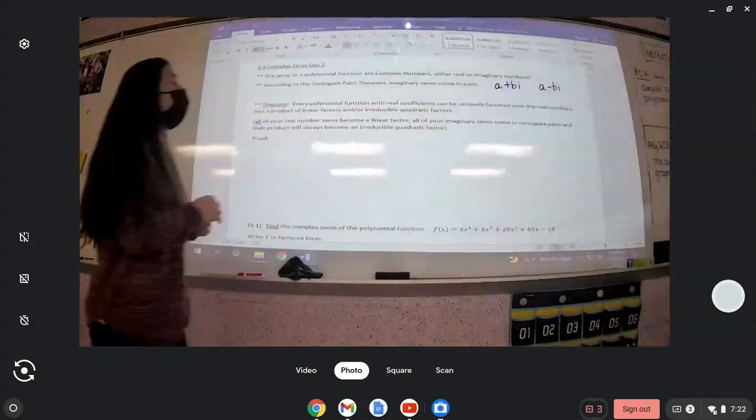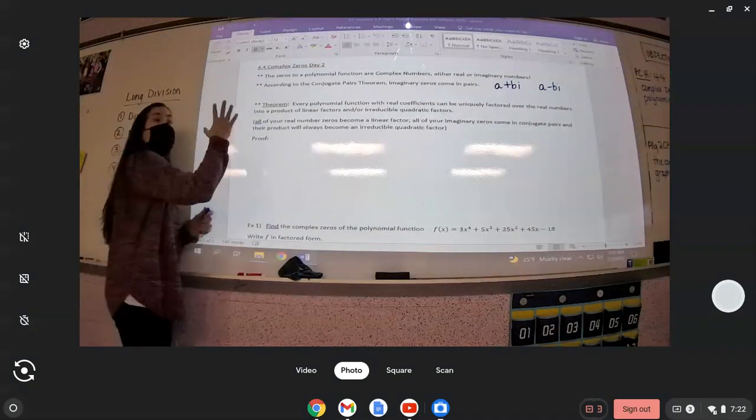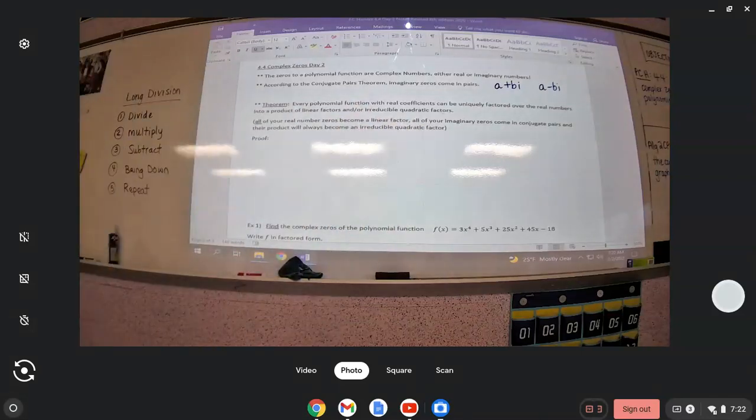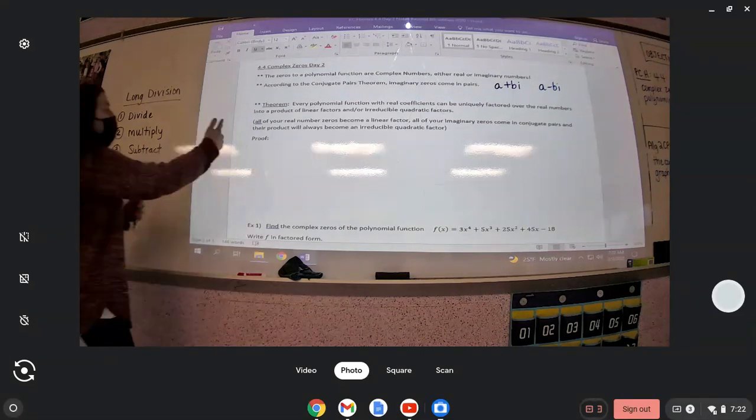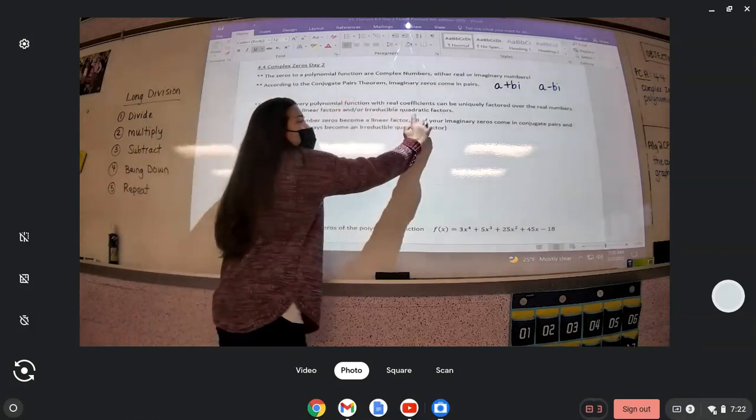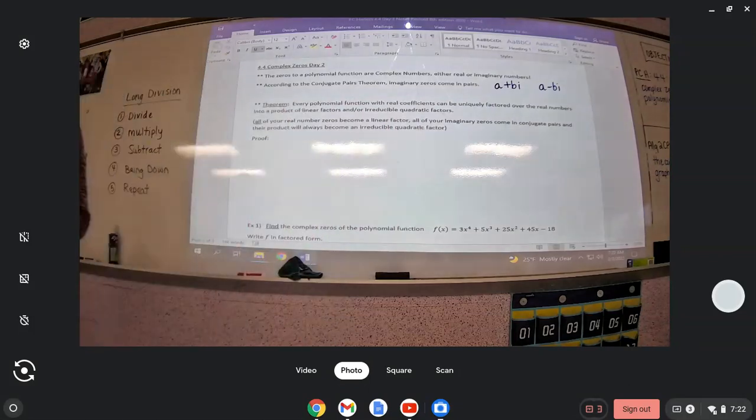Okay. Can be uniquely factored over the real numbers into a product of linear factors and or irreducible quadratic factors. So yesterday there was a theorem that said every zero can be written as a linear factor. As weird as it looks, if 2i is a zero, then x minus 2i can be its factor, right? That's not normally a factor that we would have come across, but it could be used to create a polynomial function with that zero. All right, so now this theorem is saying it can be written as linear factors and or irreducible quadratics. Your imaginary zeros will always form, their product will always form an irreducible quadratic.